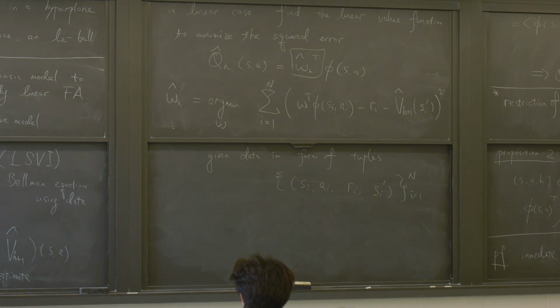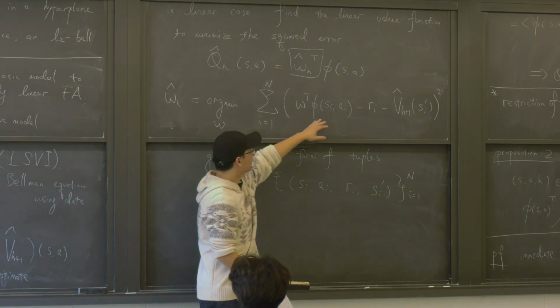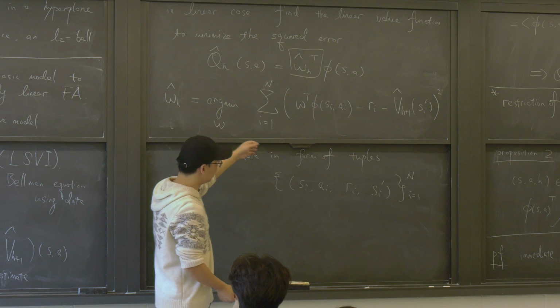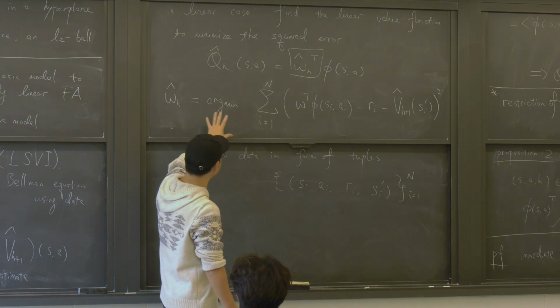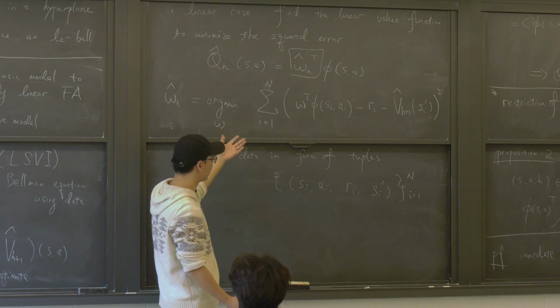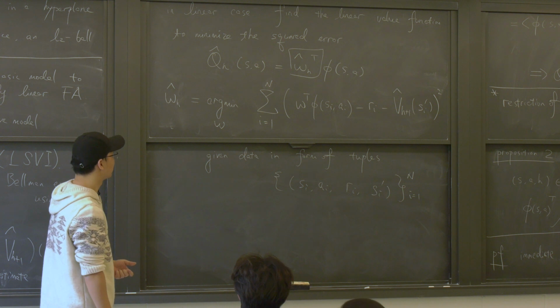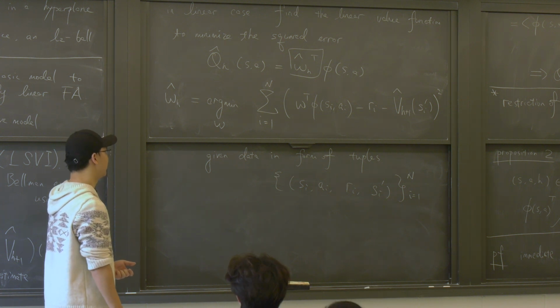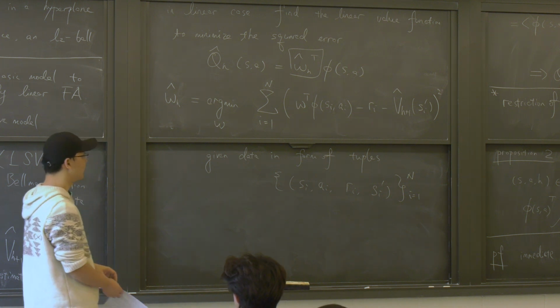You can think of this in the tabular setting: if phi is just a basis vector, then the minimizer of W is essentially solving the Q value for the table. Now the only difference is that because we're in a linear scenario, we're not necessarily going to make this equal to 0, so we just minimize this square error.